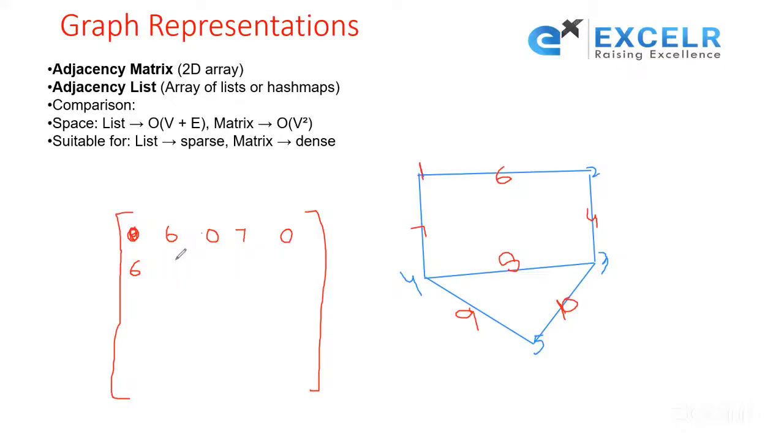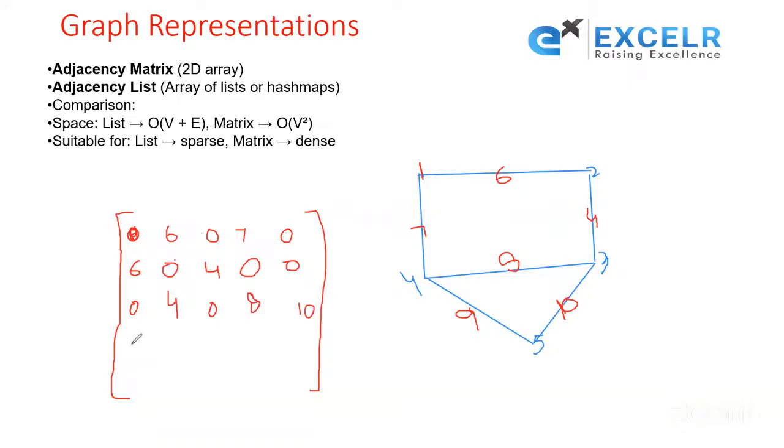Now what is 2 to 2? Again it is 0. 2 to 3, it is 4. 2 to 4, again it is 0. 2 to 5, again it is 0. Then 3 to 1, it is 0. 3 to 2, it is 4. 3 to 3, it is 0. 3 to 4, it is 8. 3 to 5, it is 10. Yes, then it is 4.